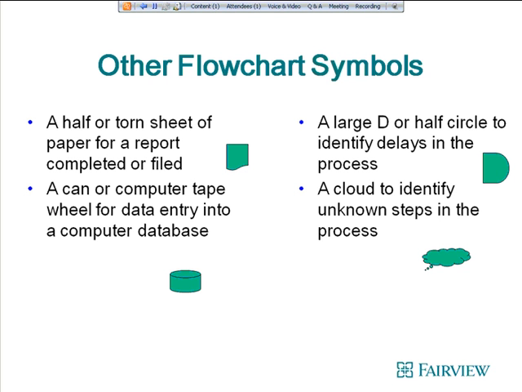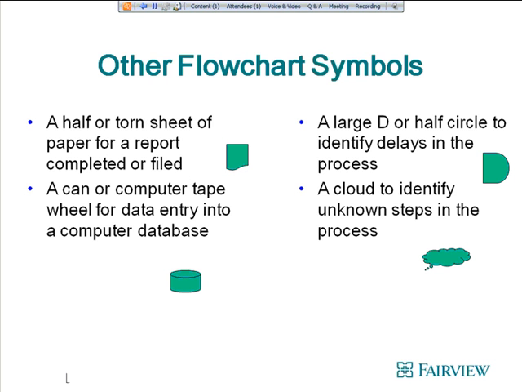And also when you look at the Visio software program, if you go into Visio and then pull down File and Shapes, you'll see some others. So here's some examples of that torn sheet of paper, the CAN or computer tape for a computer database material, delays in a process. The cloud is kind of fun to use because it just identifies a concern that it's unknown, and it's really a graphic way to say, we need to come back and look at this more. So again, not all flowcharts are going to use these other symbols.